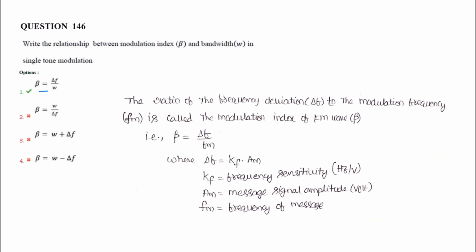Next, question number 146. Write the relationship between modulation index beta and bandwidth in single tone modulation. The ratio of frequency deviation delta f to modulation frequency fm is called the modulation index in an FM wave. Beta is equal to delta f by fm, where delta f is kf into Am. Kf is the frequency sensitivity, Am is the amplitude of the message signal, and fm is the frequency of the message signal. Correct answer is option 1. Beta is equal to delta f by fm.